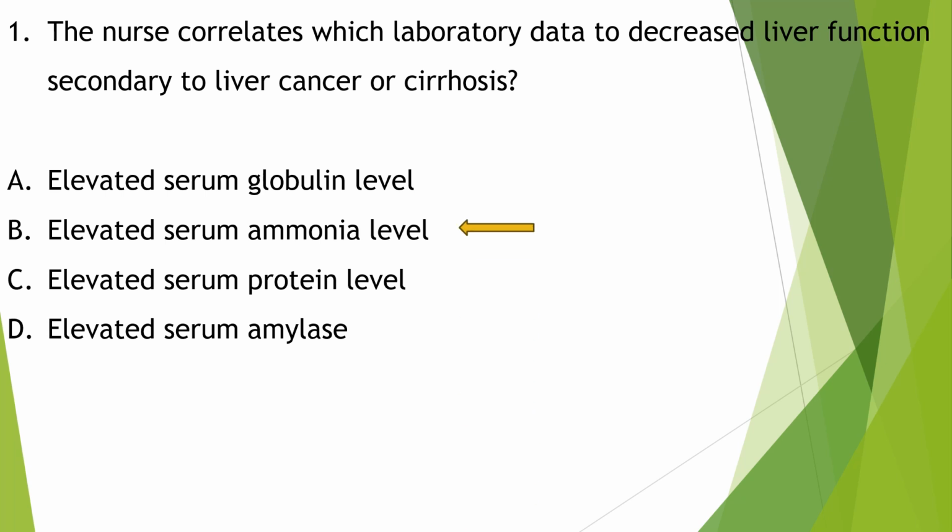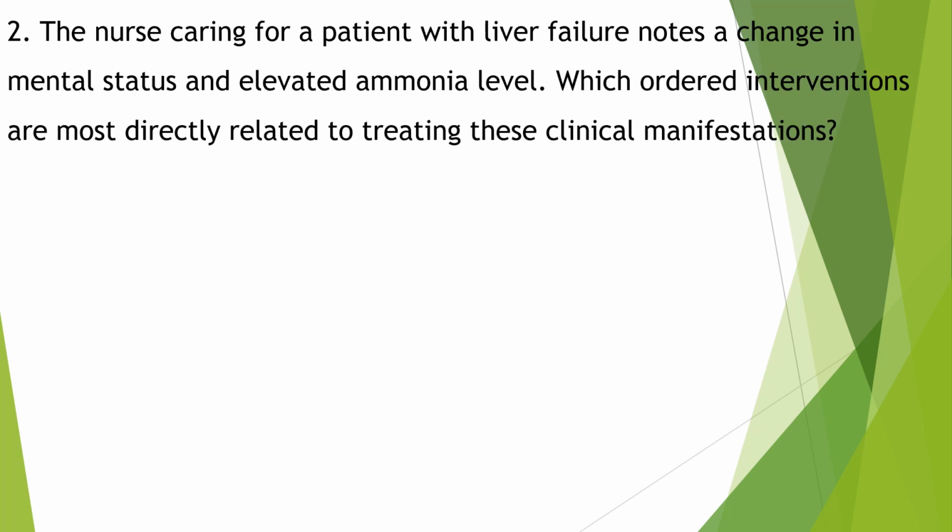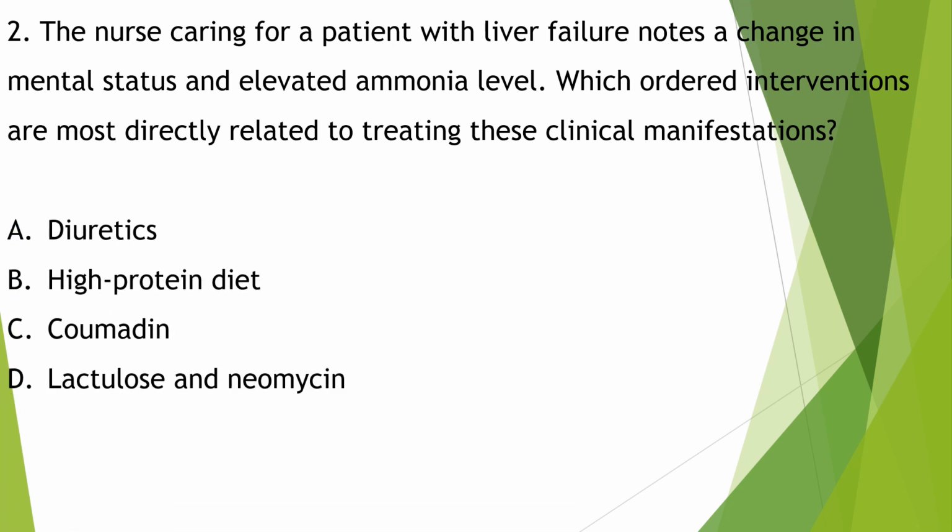Elevated amylase indicates pancreatitis, and elevated serum globulin and protein may be indicative of nutritional issues or other diseases which are non-liver related. The nurse caring for a patient with liver failure notes a change in mental status and elevated ammonia level. Which ordered interventions are most directly related to treating these clinical manifestations? Diuretics, high protein diet, Coumadin, lactulose and neomycin.